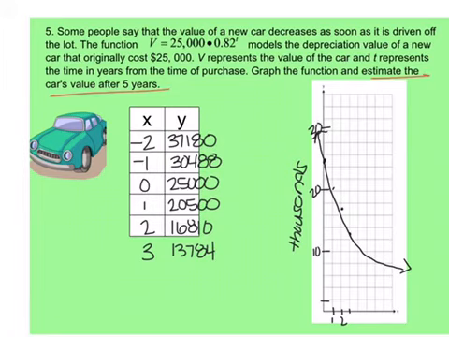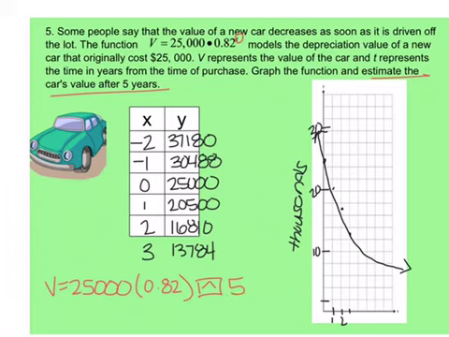So we know that T, this variable, is going to be 5. We're looking for after 5 years. So we can plug this in. V equals 25,000. And I always put B in parentheses, so times 0.28. And then we can hit our caret key, and we're going to plug in a 5. And when I did that, I ended up getting $9,268.50.